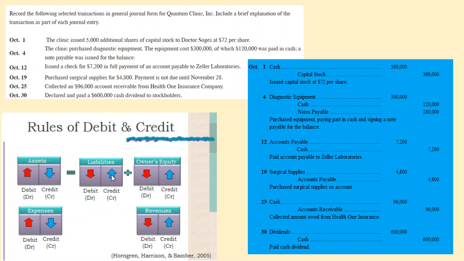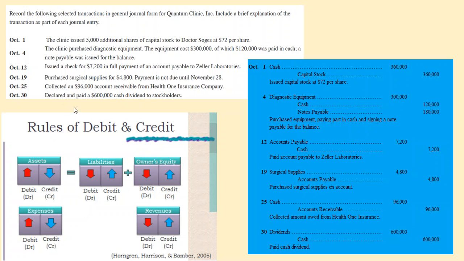Accounts payable is a liability. To increase accounts payable, because when we buy something on credit, we're increasing our liability, we are going to record a credit. So our entry is debit surgical supplies $4,800, credit accounts payable $4,800. The effect on the accounts is that surgical supplies go up by $4,800, and accounts payable also goes up by $4,800.